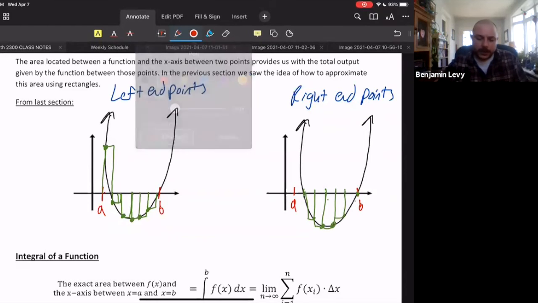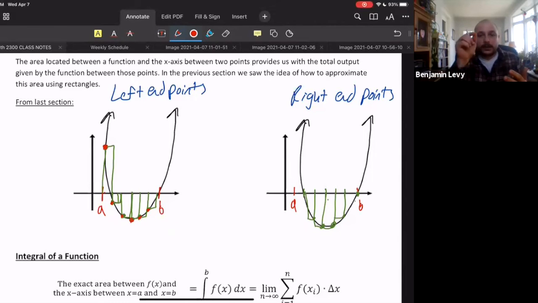And maybe let me try to emphasize the endpoints by making them a slightly different color. So the first one's a little funky because you don't even get anything on the first piece because it's crossing right at that location. So we only end up with these ones. And then same with the last one.